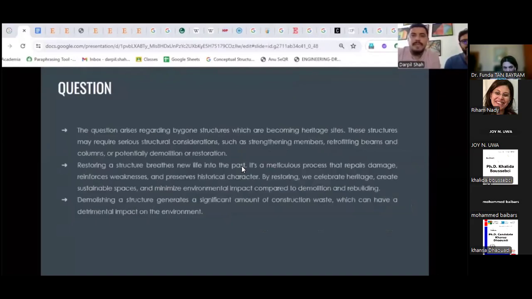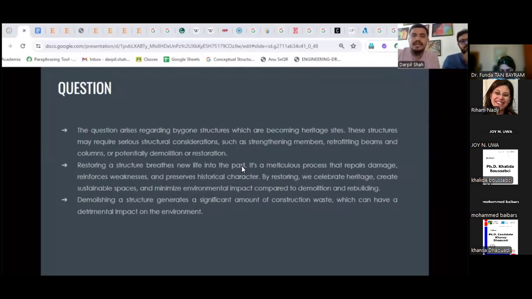The restoration of bygone structures destined for heritage status presents several challenges. So a crucial question arises: how can we save this structure from demolition while preserving the architecture? Additionally, the demolition process creates a significant amount of construction waste, negatively impacting the structure, the surroundings, and the environment. So demolition is not a solution.